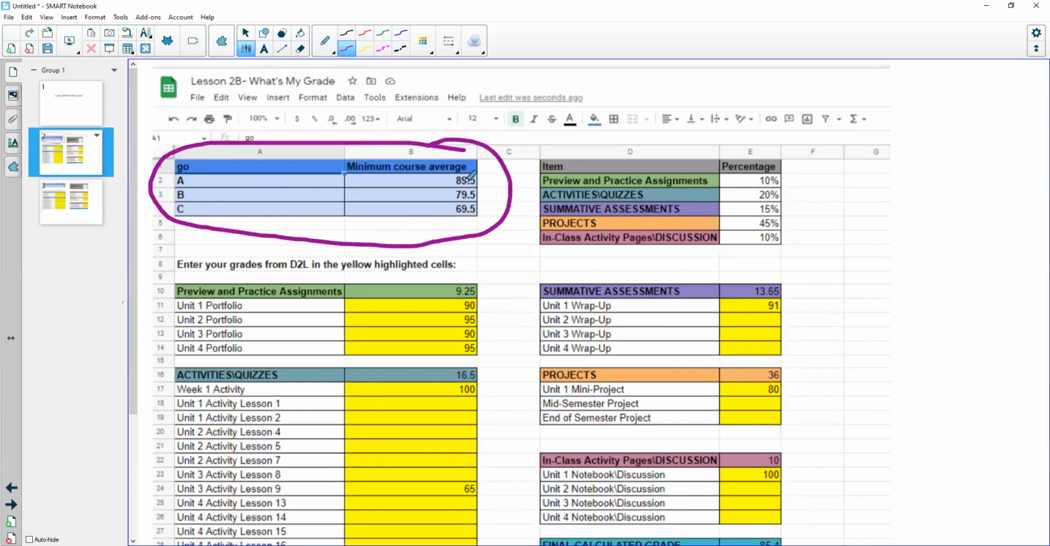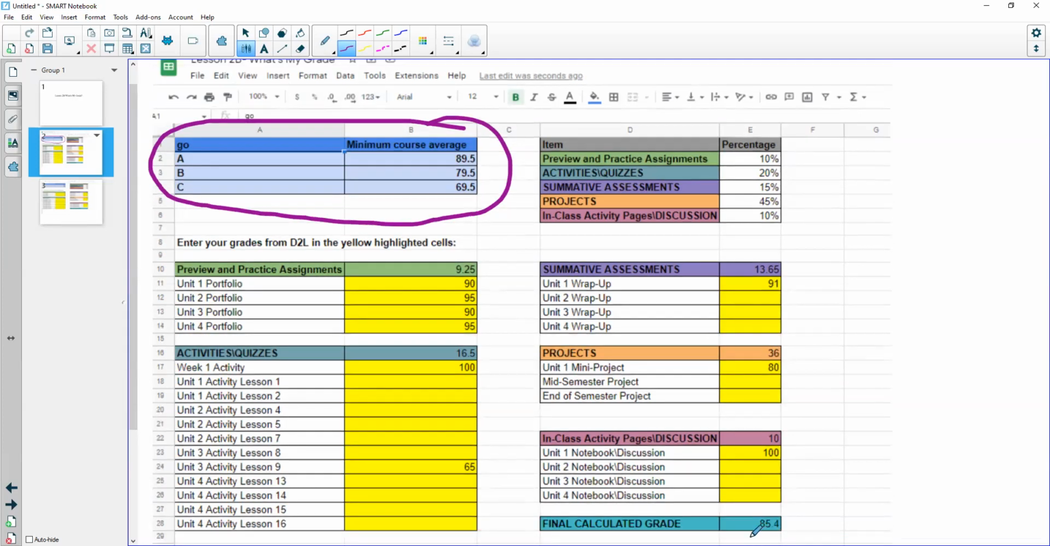Your grade will be an A if you get an 89.5 and above, a B between 79.5 and 89.4, a C if you have a 69.5 to a 79.4, and after that you'll be failing the course. So your grade down here is what determines it if you filled out this whole entire sheet, and if you have any blanks missing, you'll have to fill them in with zeros.